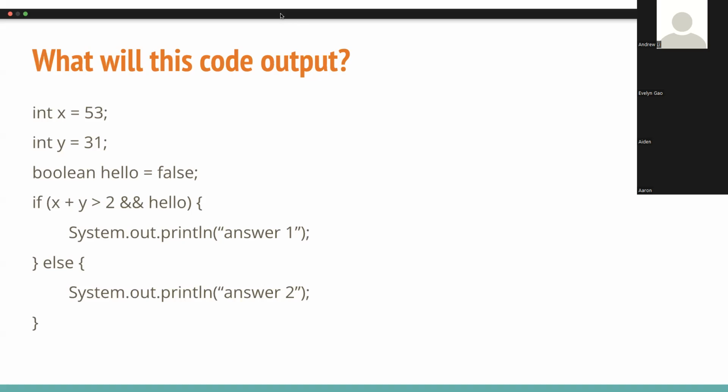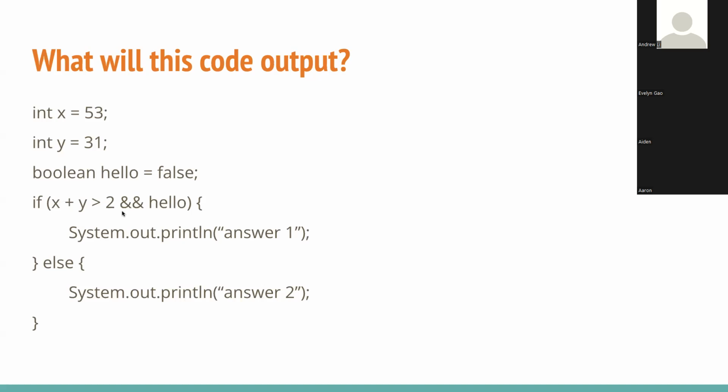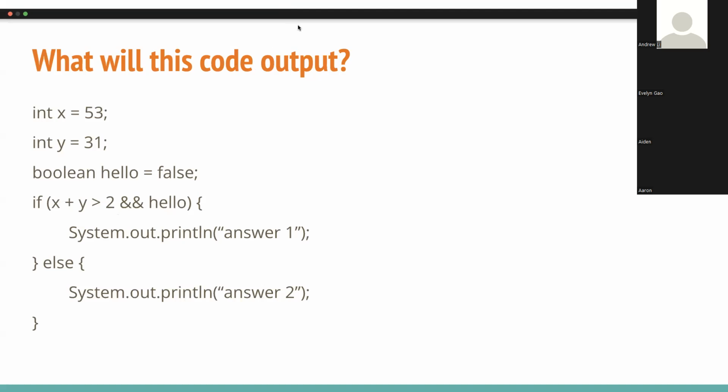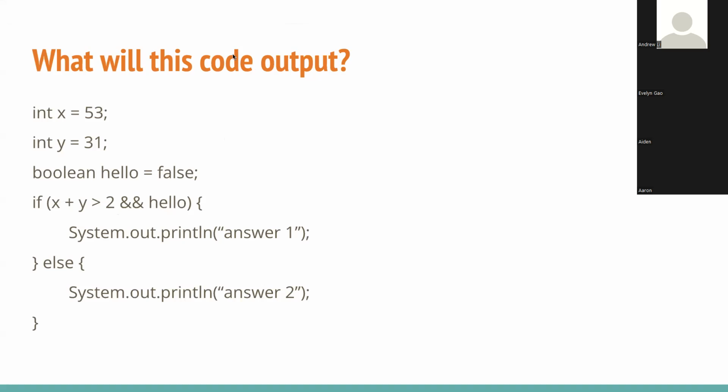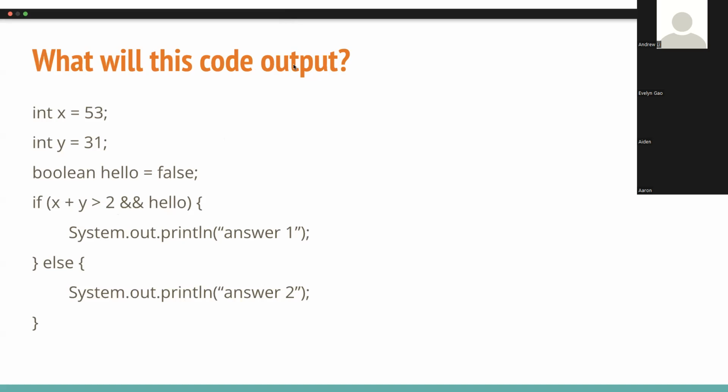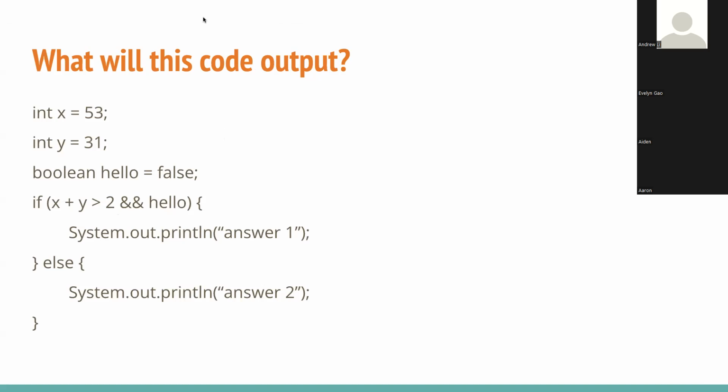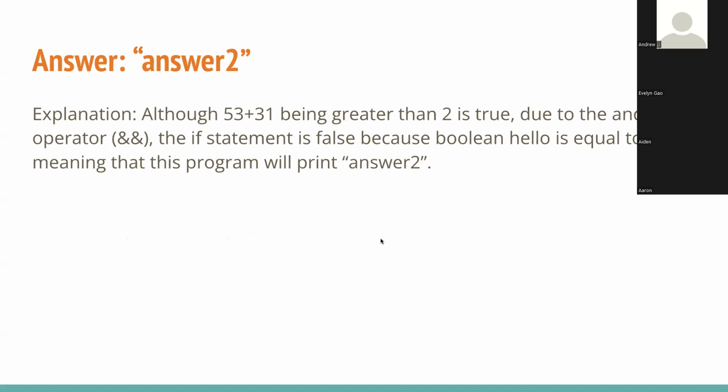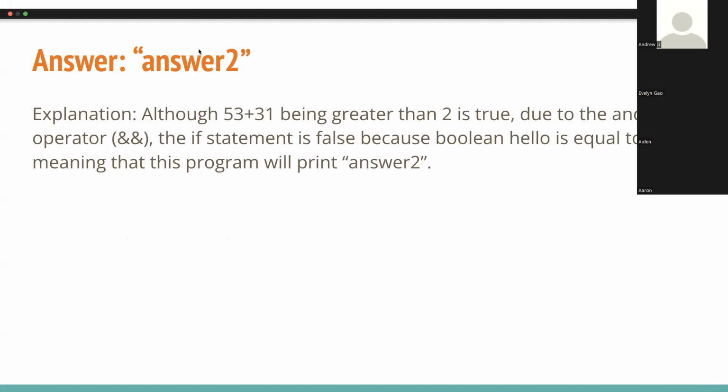When we check, is x plus y greater than 2? Yes, it is, as we found out last time. And is hello equal to true? It's not true, because hello is equal to false. Since both conditions aren't true, the whole thing turns into false. So the if statement is not satisfied, and answer 1 won't be printed. We move on to the else statement, because there's nothing else to test, and we end up printing answer 2. And yep, there's our answer and explanation.